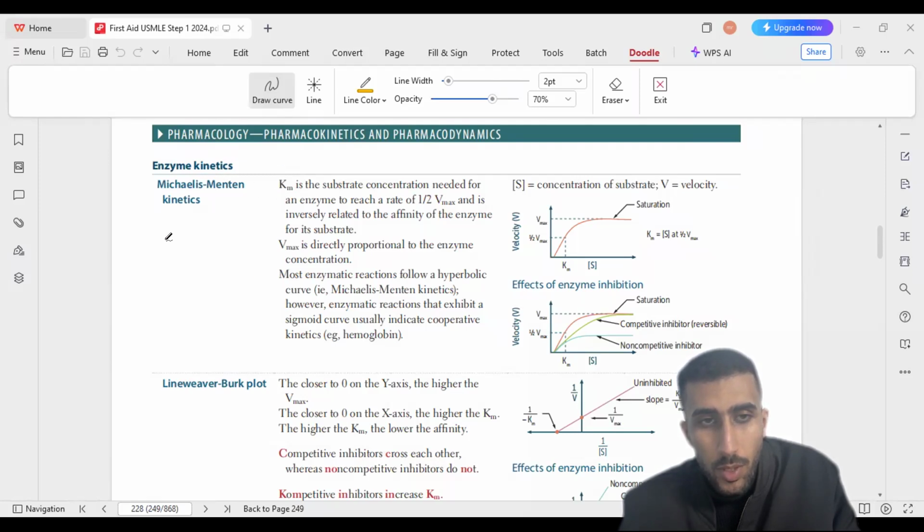This is the pharmacology chapter, and the first topic is enzyme kinetics. There are some terms you have to know, like Michaelis-Menten kinetics and Lineweaver-Burk plot. Actually, Michaelis-Menten kinetics and Lineweaver-Burk plot are the same, and the Lineweaver-Burk plot is the reciprocal of Michaelis-Menten kinetics.